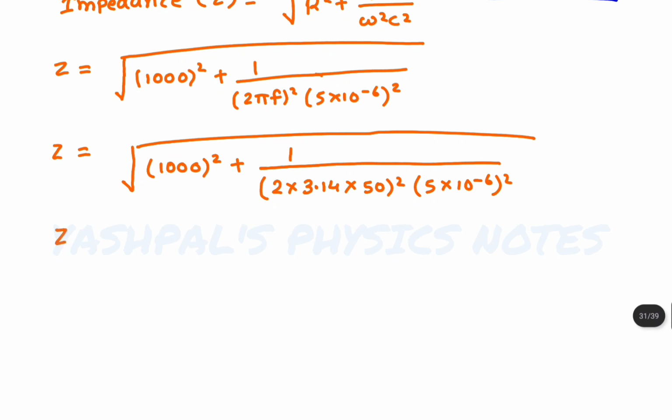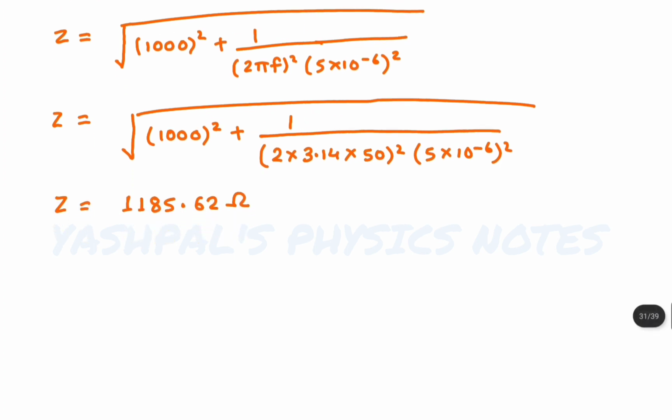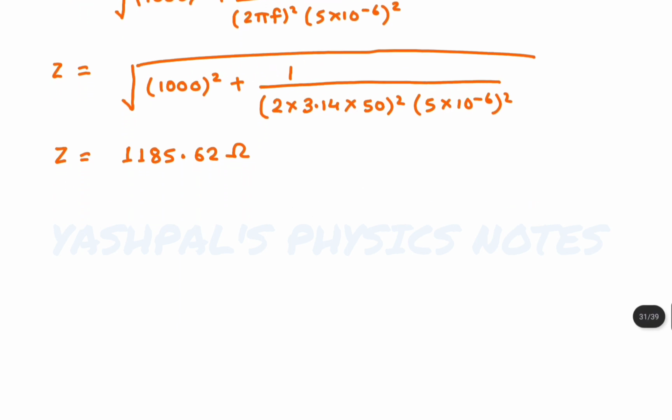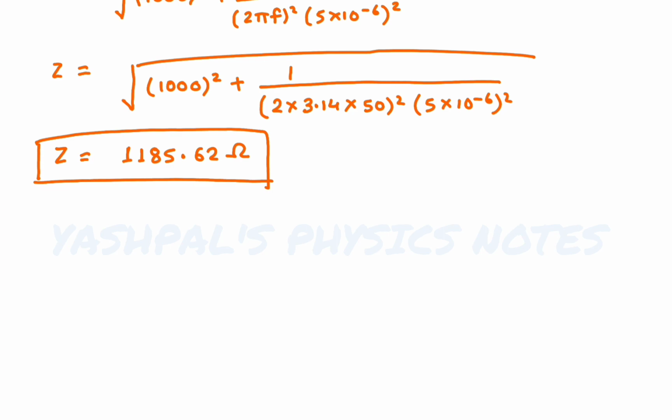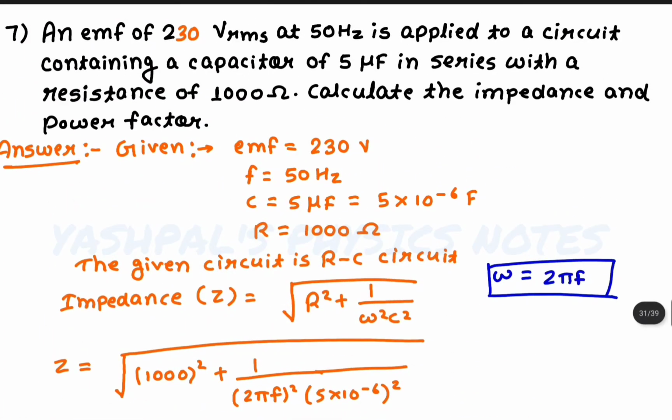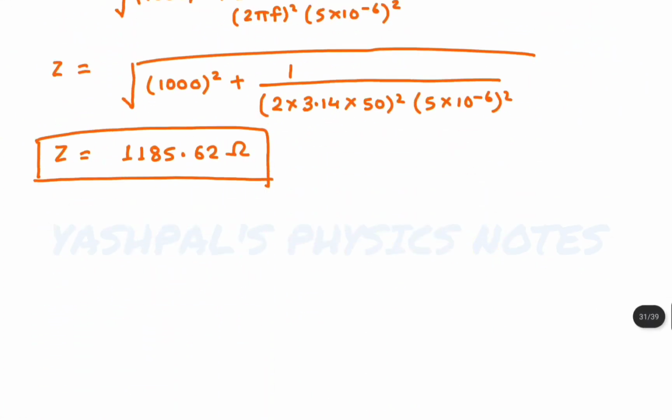So now after calculation you will get the value 1185.62 ohm. Please try to calculate using the scientific calculator at your home. You should get this value, 1185.62 ohm. So this was our first sub question. Now what was our second sub question? We also have to find the power factor.